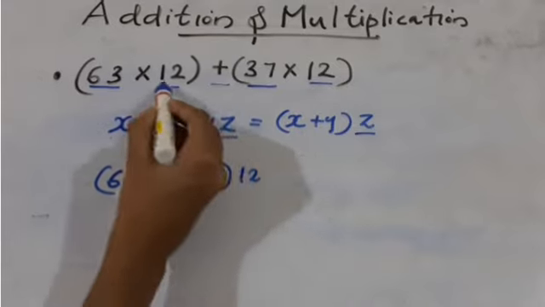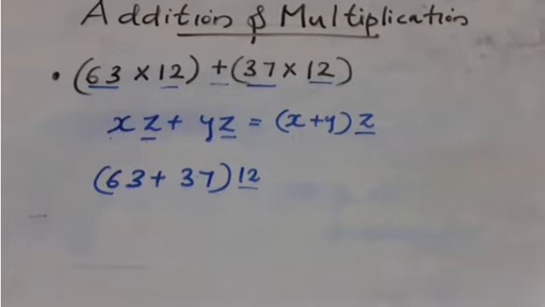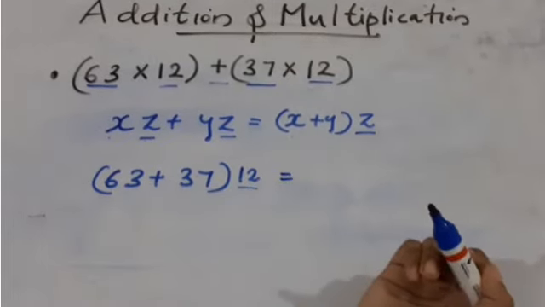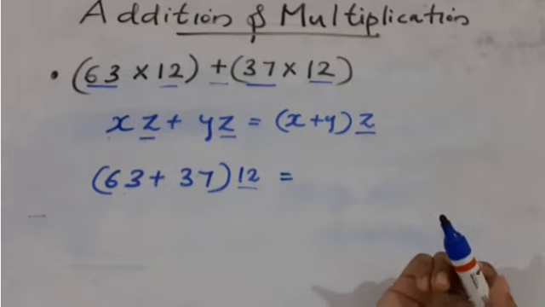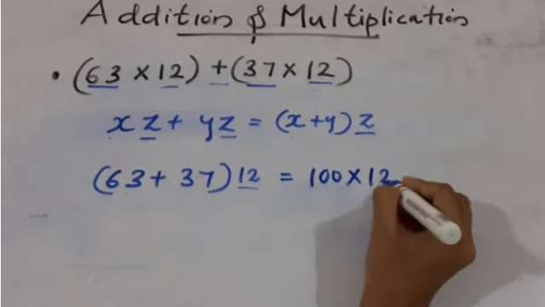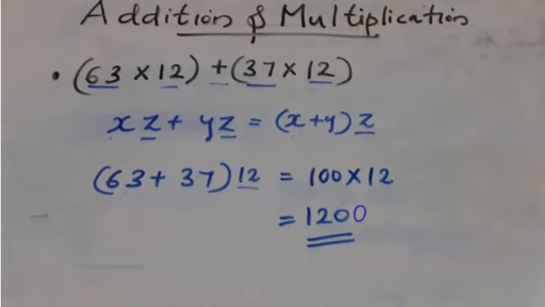So z is common, that is 12 in this equation. You will write it here. First of all, you will add these two numbers, 63 plus 37. What is the answer? 100. 100 into 12 equal to 1200. So we can find the answer of this question simply like this.